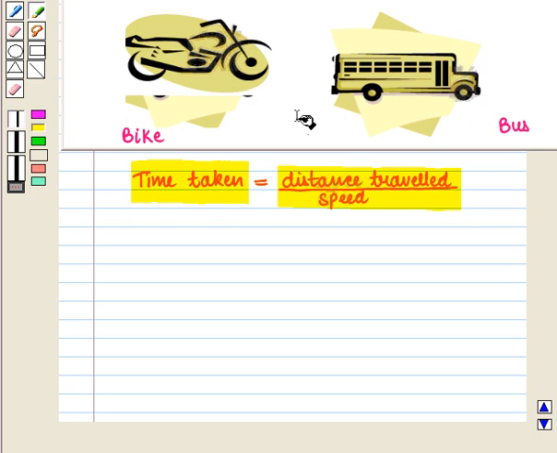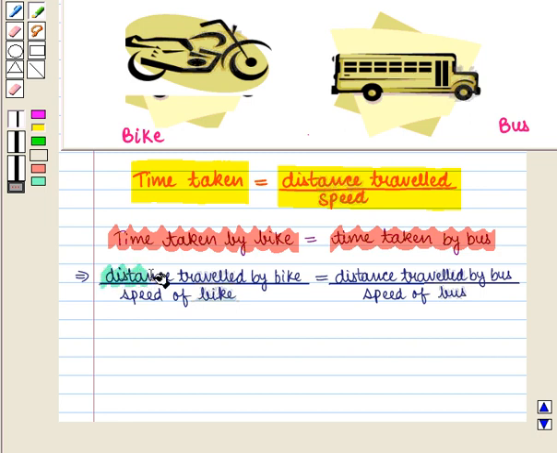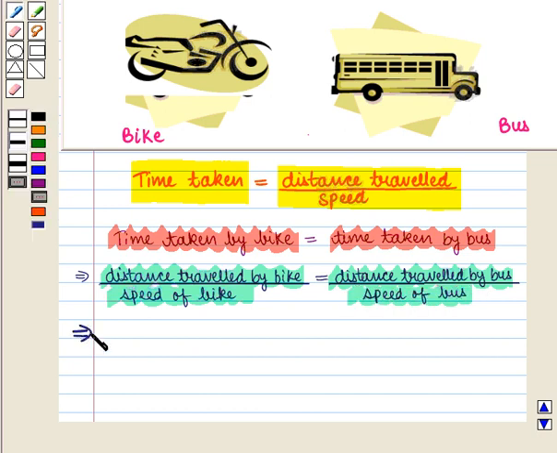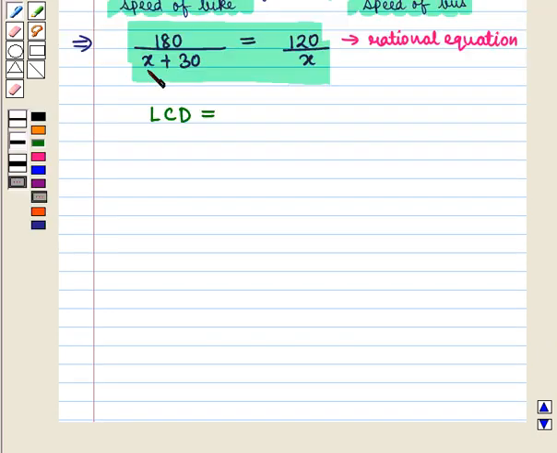Now, using this formula, time taken by bike is equal to time taken by bus, which implies that distance travelled by bike upon speed of bike is equal to distance travelled by bus upon speed of bus. This implies 180 upon x plus 30 is equal to 120 upon x. Now, this is a rational equation. Here, the least common denominator of the rational expressions will be x into x plus 30.